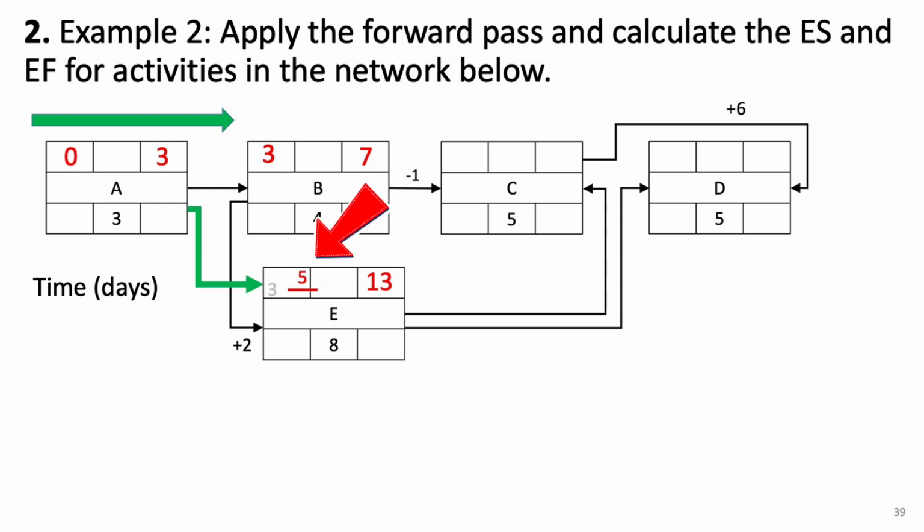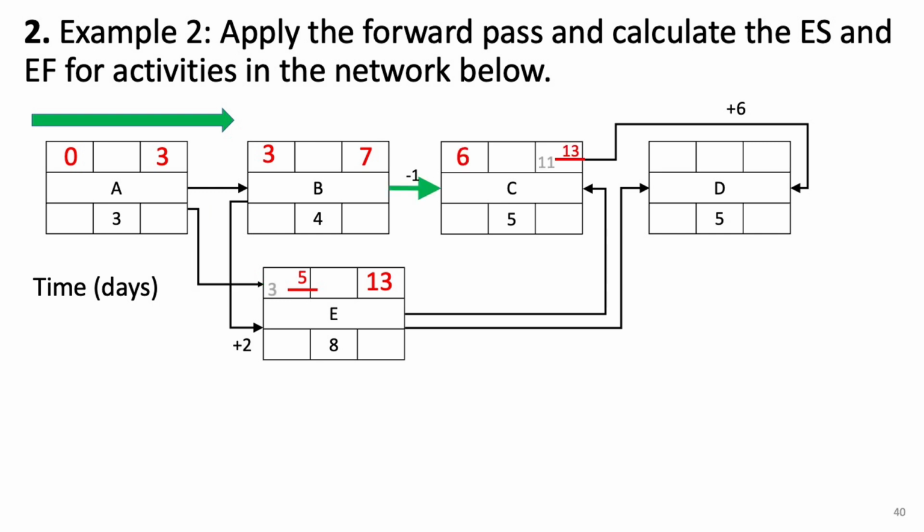Now, based on the finish-to-start logic between A and E, E could start at 3. However, with the start-to-start relationship from B, we calculated 5. So which value should we take? Always take the larger value, in this case, 5, because taking 3 wouldn't satisfy the dependency between B and E. Now, since E has a duration of 8 days, its early finish must be 5 plus 8, which is 13.